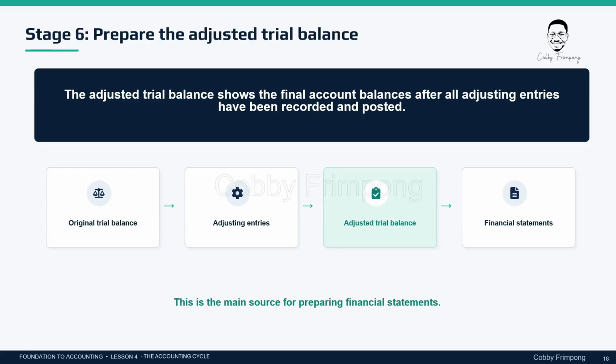Stage 6. Prepare the adjusted trial balance. After adjustments are made, the business prepares an adjusted trial balance. It is prepared after all adjusting entries have been recorded and posted. It shows the final account balances that will be used to prepare the financial statements. Before adjustments, the trial balance may not show depreciation expense, accrued expenses, or accrued income.